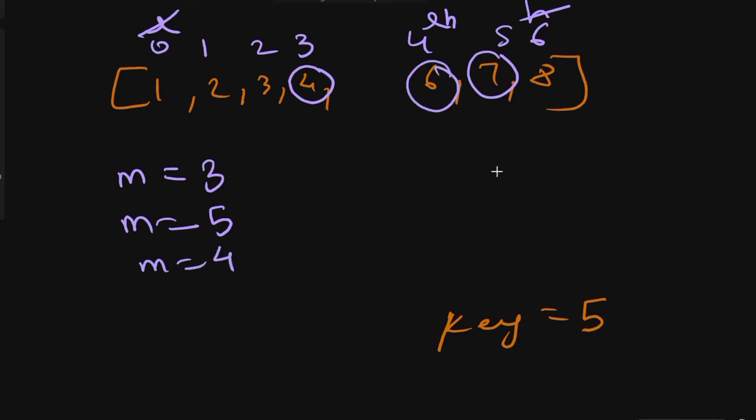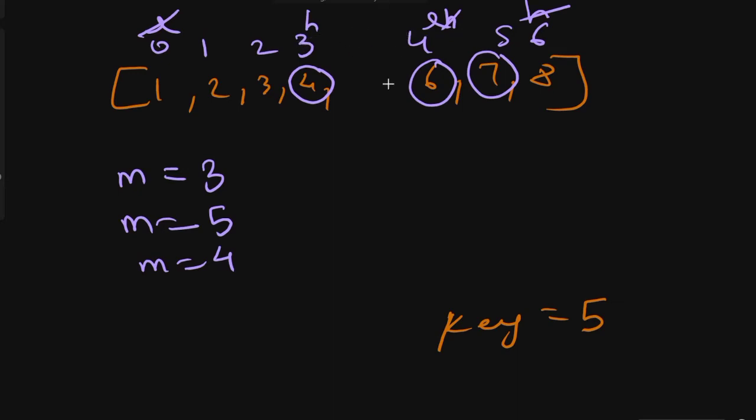Now I will check 6, is it the same or not? No, it is not the same. Then whether 6 is greater than or less than. So 6 is greater than. So what I have to do is reduce h, so h is equal to mid minus 1. And in this case, mid is 4 and I have gone to 3.